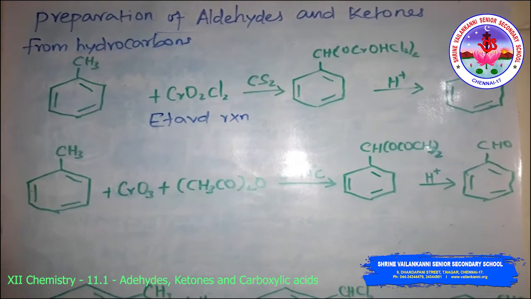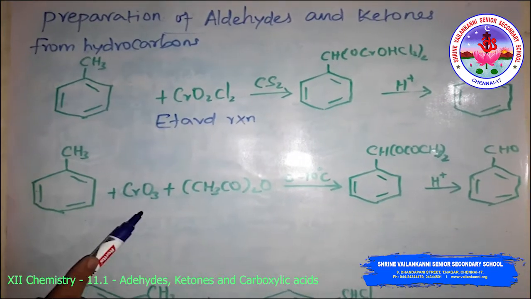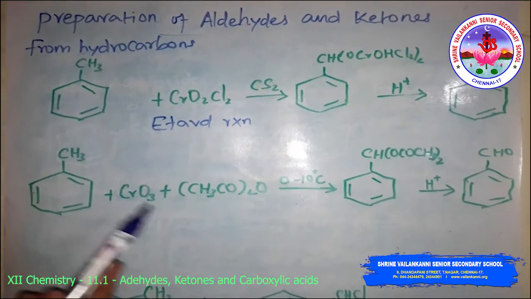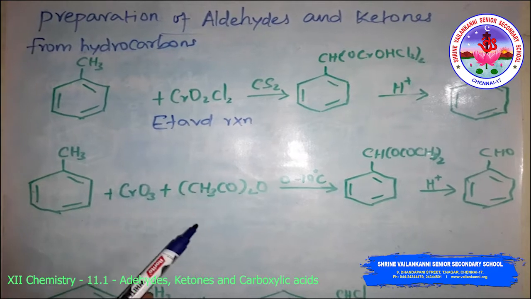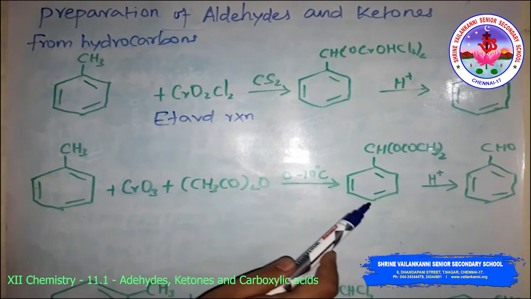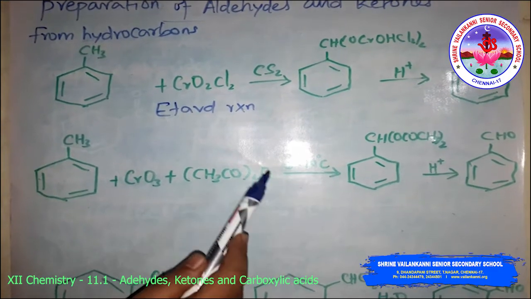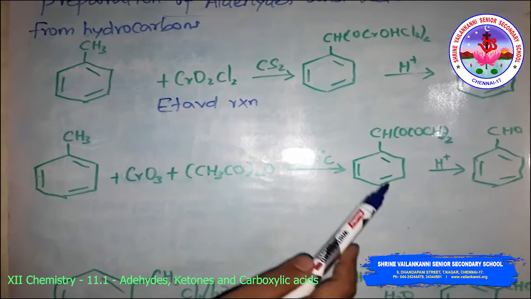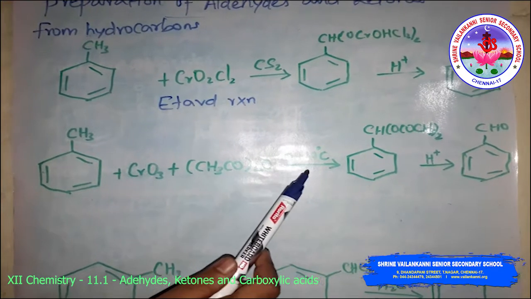Then the use of chromic oxide. Toluene or substituted toluene is converted to benzylidene diacetate on treating with chromic oxide in acetic anhydride. The benzylidene diacetate can be hydrolyzed to the corresponding benzaldehyde with aqueous acid. So this is the reaction.